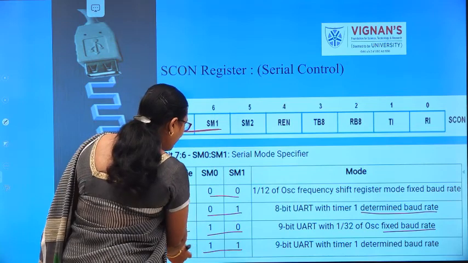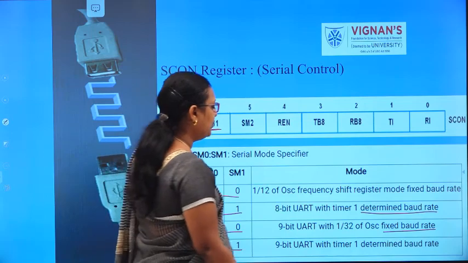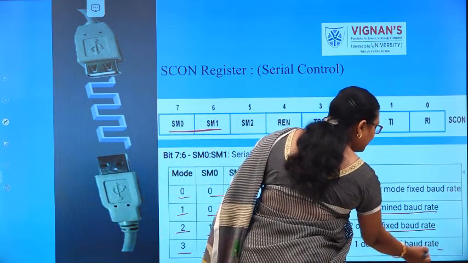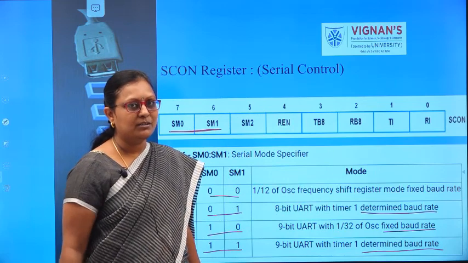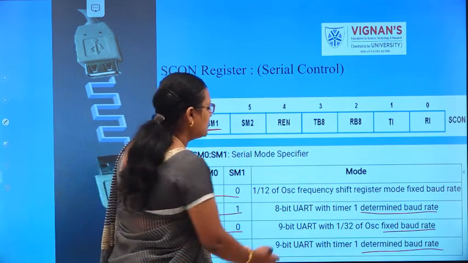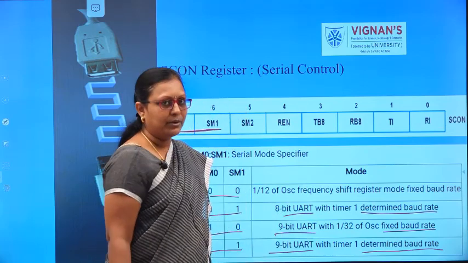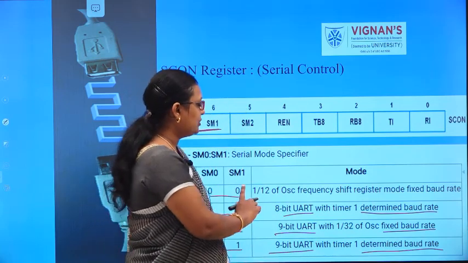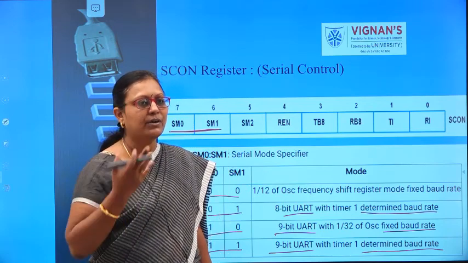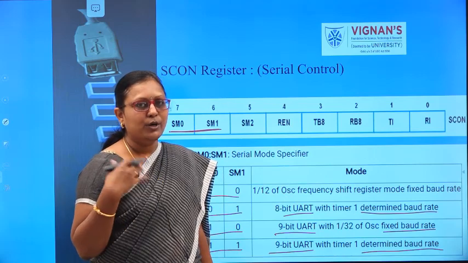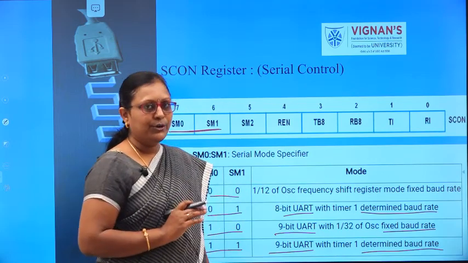Mode 3 is also a 9-bit UART, UART with timer, but with a determined baud rate, which means you can vary it as per the user requirement. So this one is an 8-bit UART, and these two are 9-bit UART. This is the disadvantage: the main disadvantage of UART is that you can transmit only up to 9 bits. Beyond that, you cannot transmit.